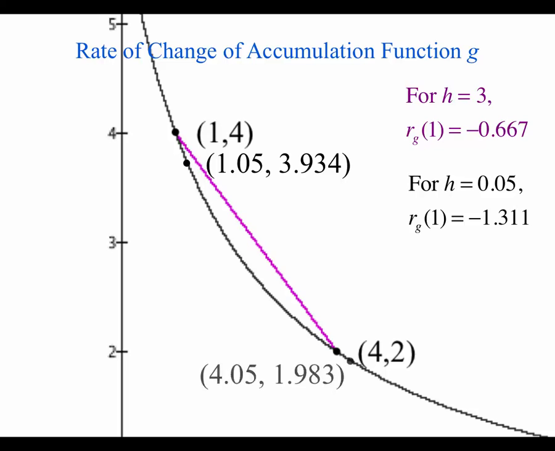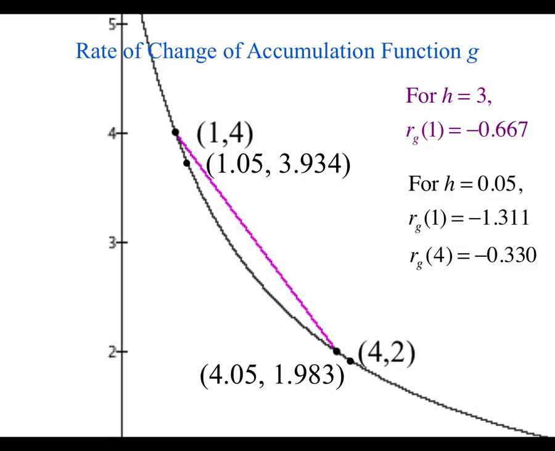Okay, similarly, we could look down here at 4. We can do another example. Same h, 0.05. We're trying to estimate the rate of change at 4. So what would that process look like? What would our numerator be? Well, 1.983 minus 2, divided by 4.05 minus 4, that's h, 0.05. And when you do that, you get negative 0.330.